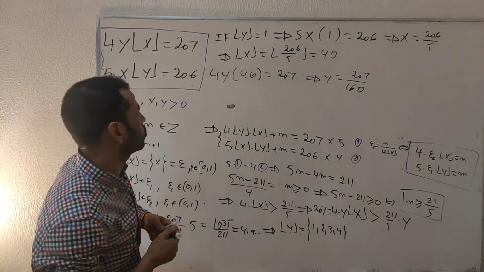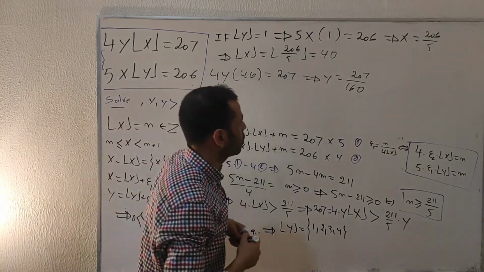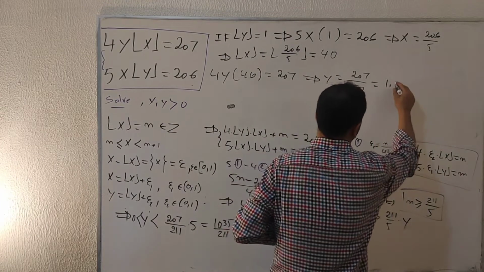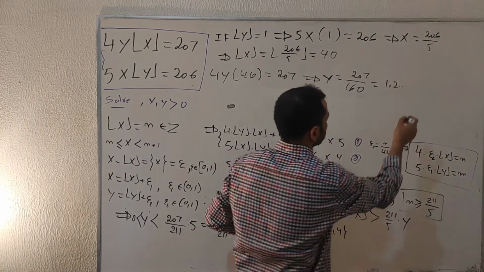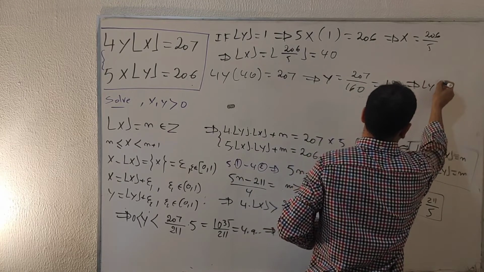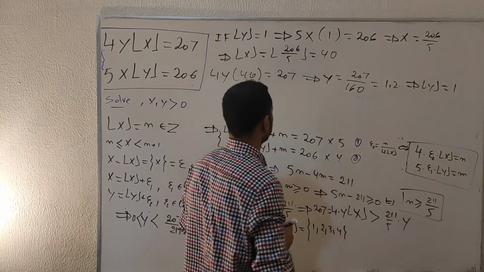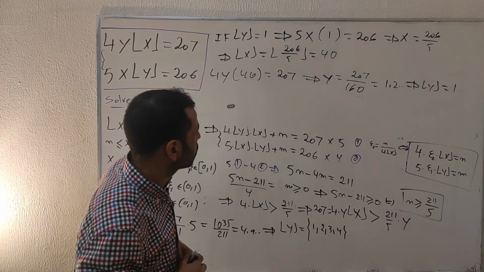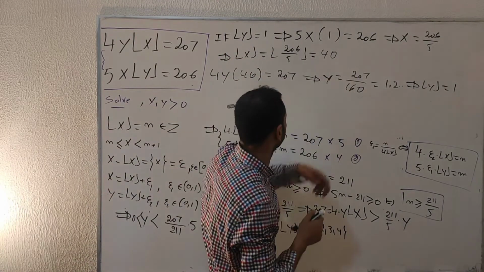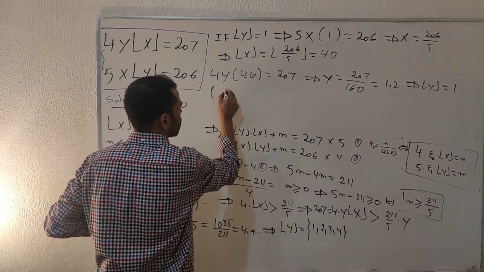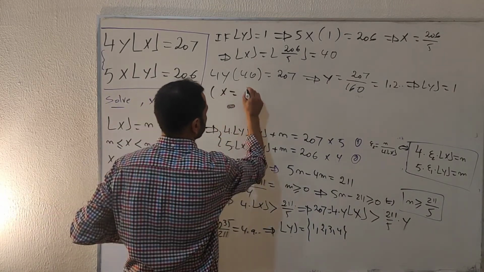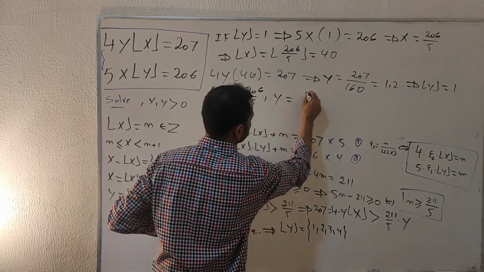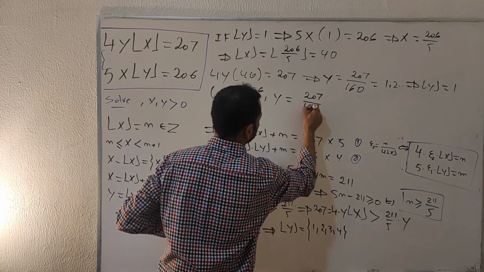Okay, because 4 is multiplied by 4, which is 160. If you divide, this one is giving us 1.2 something, which means the floor of y must be equal to 1, which means it's taking us back to the origin where we were at. That means this is the solution of x and y. The first solution, I get x equals 206 over 5 and y equals 207 over 160.